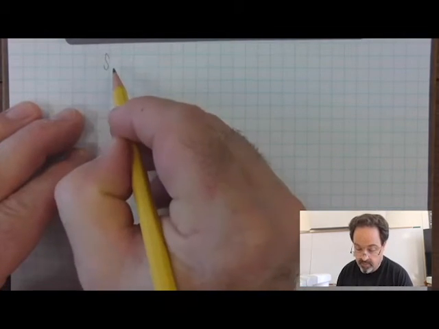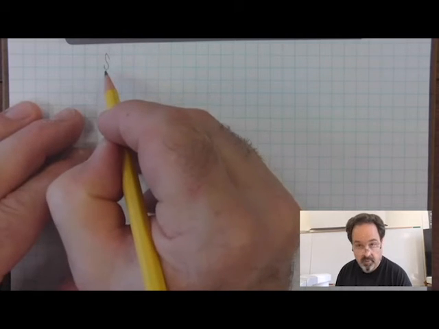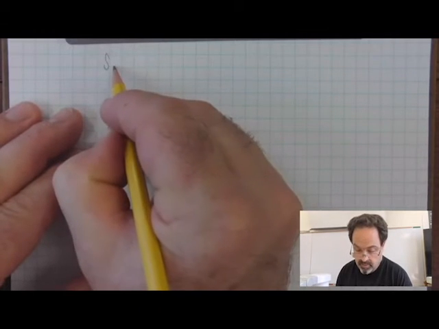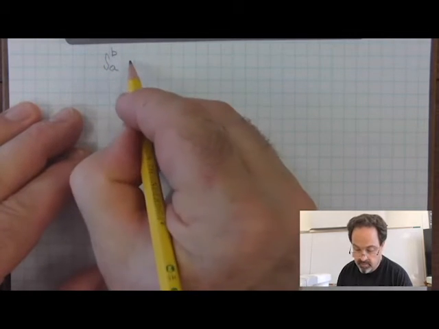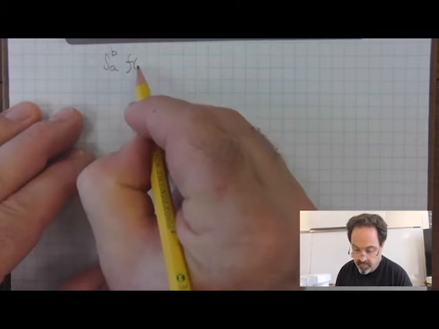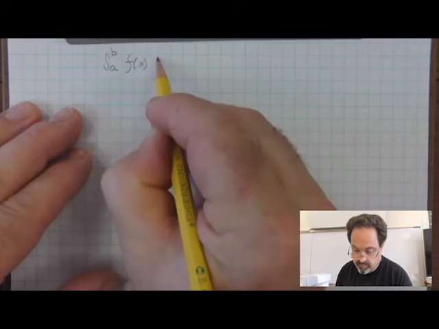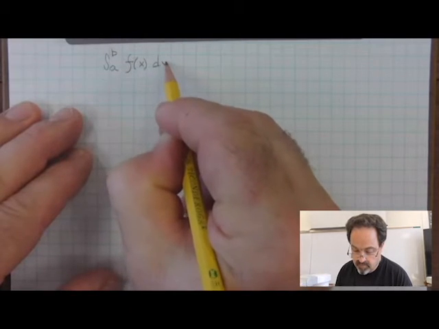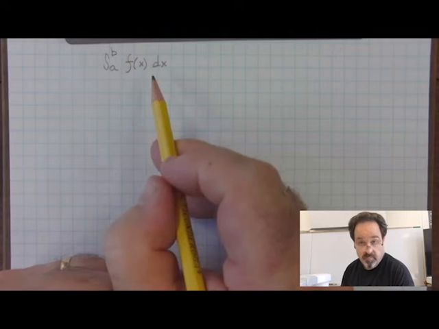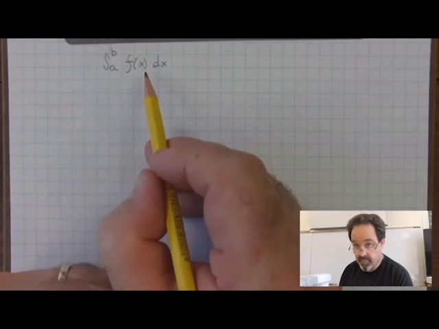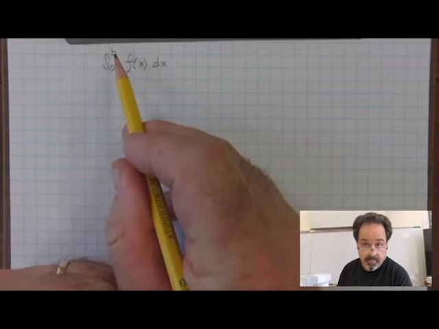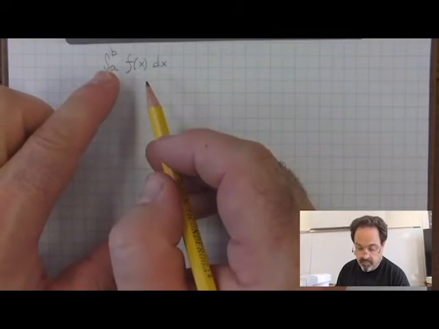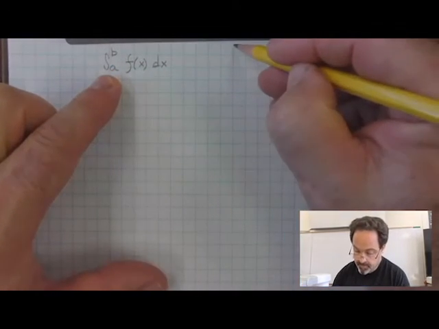We have an integral. This is an elongated S integral sign. The bounds of integration are from a to b. The integrand is f of x, and the dx is what we call with respect to x. So this represents the area under the f curve from a to b. The bounds of integration are a to b.